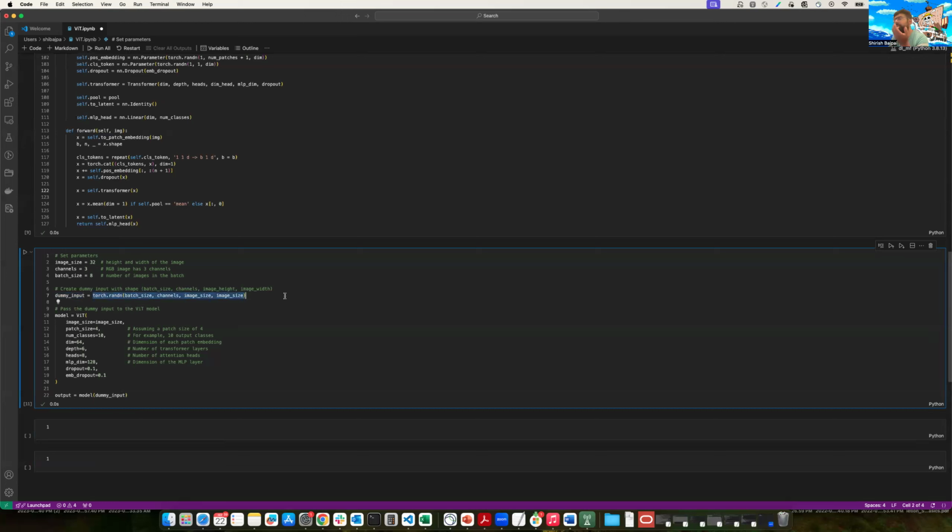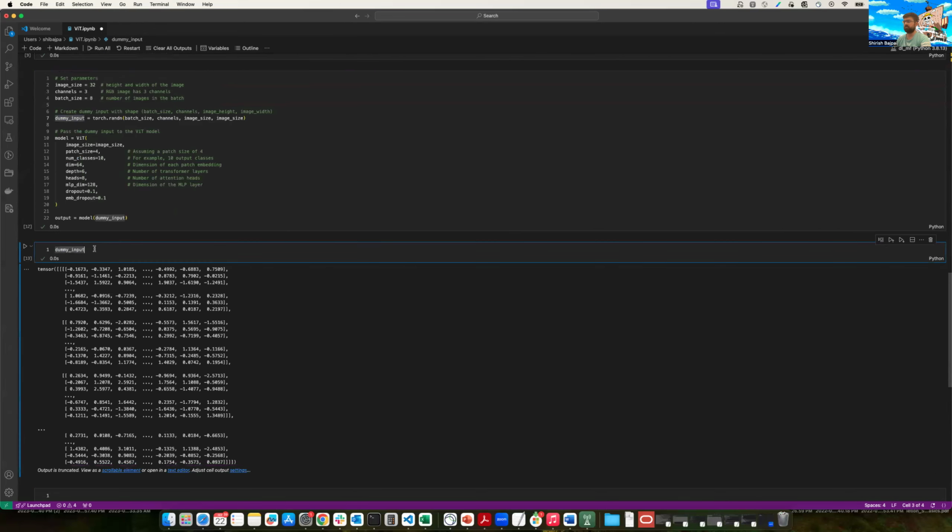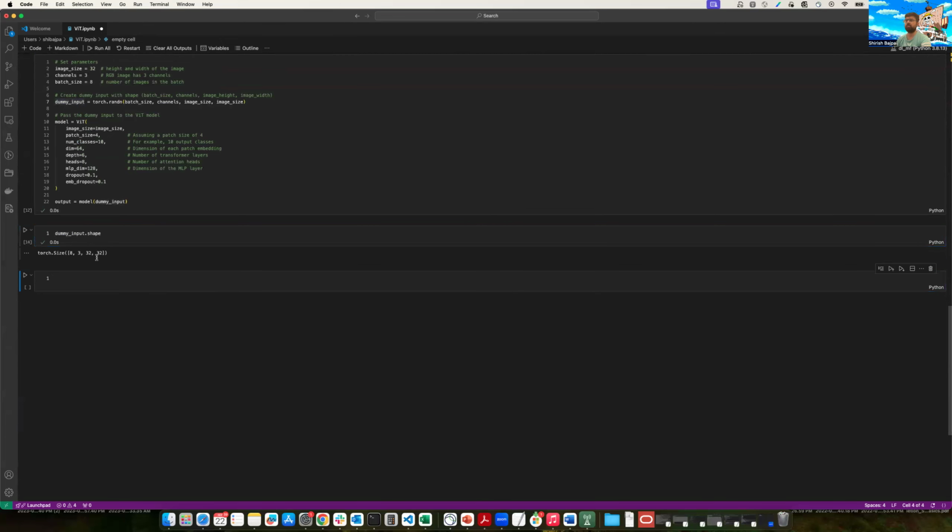And so I'm creating a random image. So an image is nothing but numbers, right? Anything can be represented by numbers. So yeah, this is what I am doing. If I print the dummy input, let's see what my image looks like. Okay, so maybe dot shape.